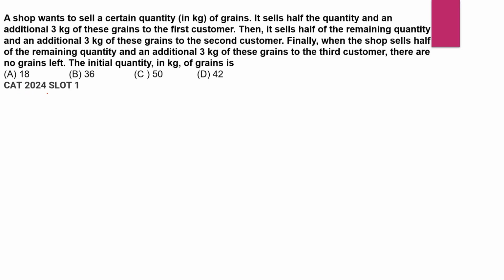Question from CAT 2024, slot 1. A shop wants to sell a certain quantity of grains. It sells half the quantity and an additional 3 kg of these grains to the first customer. Then it sells half of the remaining quantity.